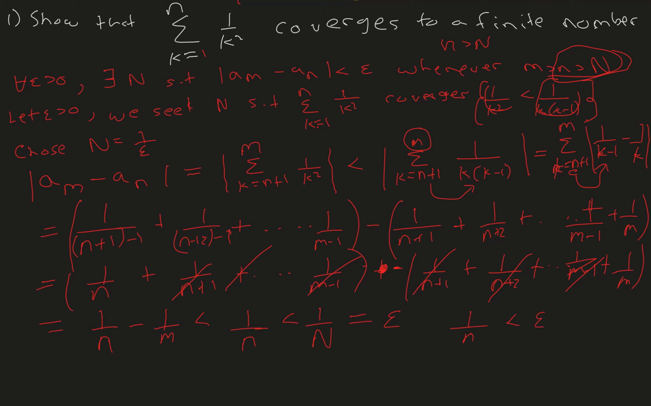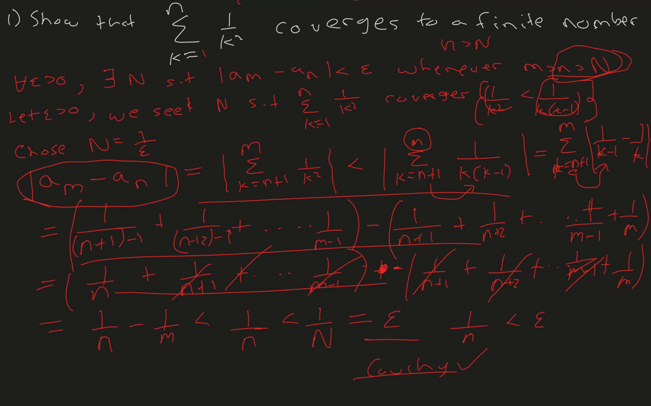So we have now shown that after all this series of steps, a_m minus a_n is less than epsilon. Therefore we have shown that this sequence is Cauchy. And since this sequence is Cauchy, from the previous theorem, every Cauchy sequence converges. So we have shown that it converges to a finite number, and we're done.